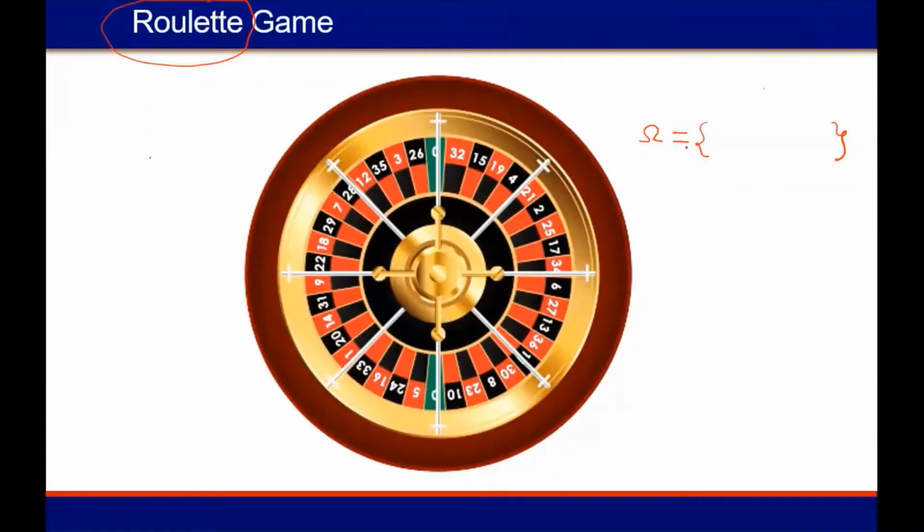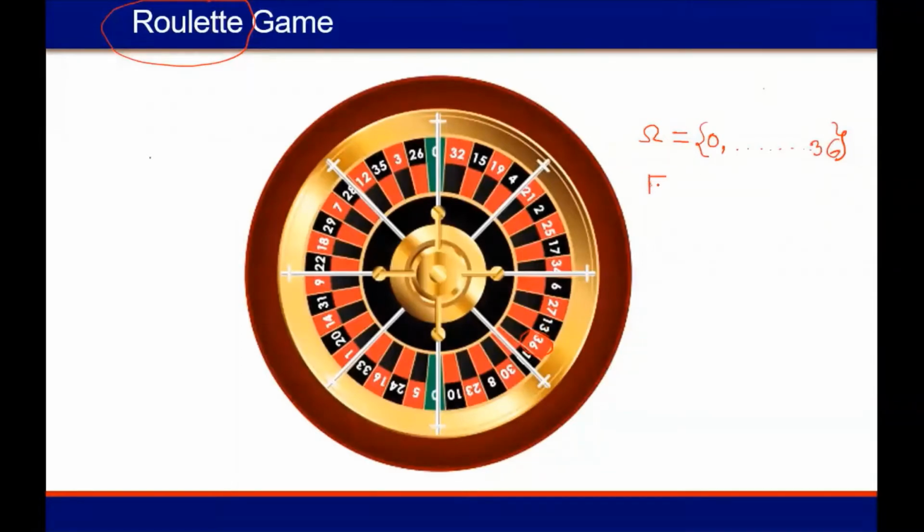Sir, do we need to start from one, or do we need to start from zero? Zero, sir. Zero? Okay, fine. Yes, sir, zero. We can finish it in 36 or 37. Thirty-six. Okay, fine. 36.